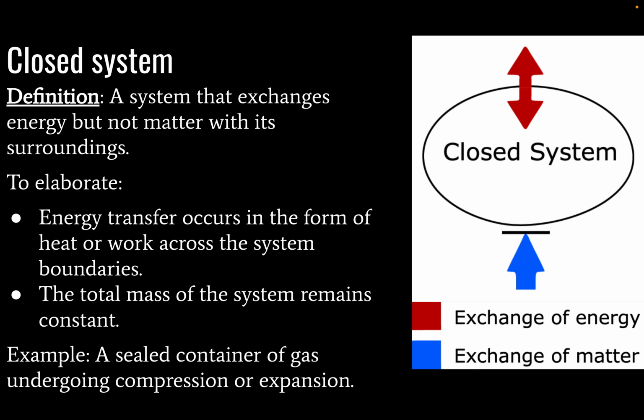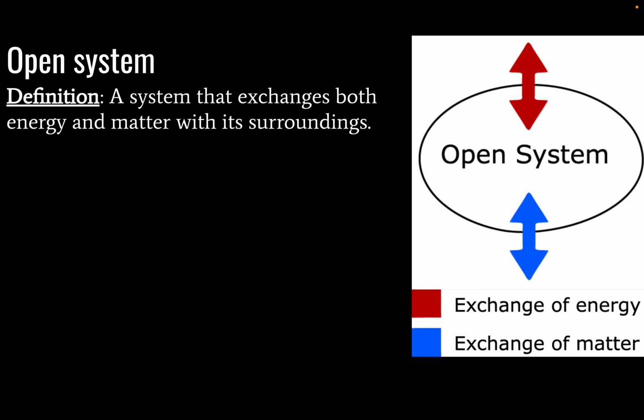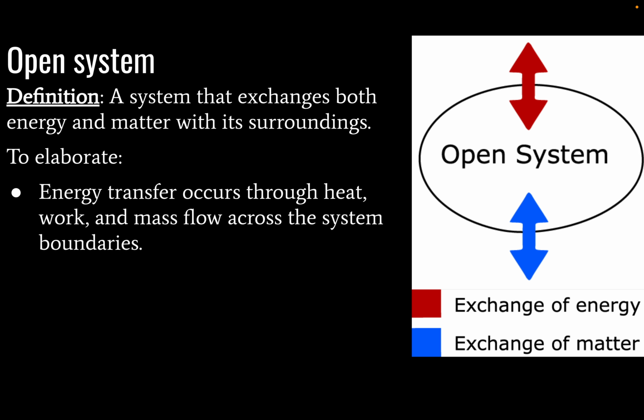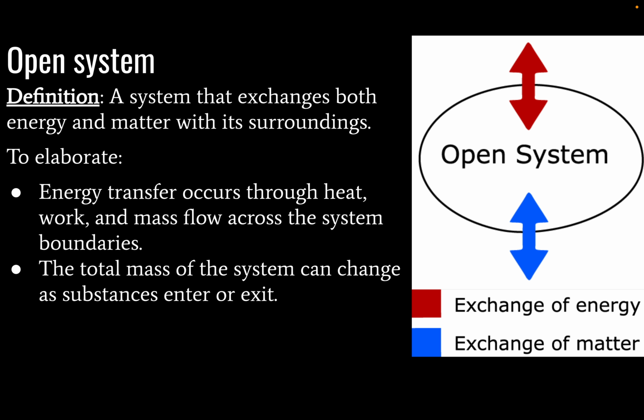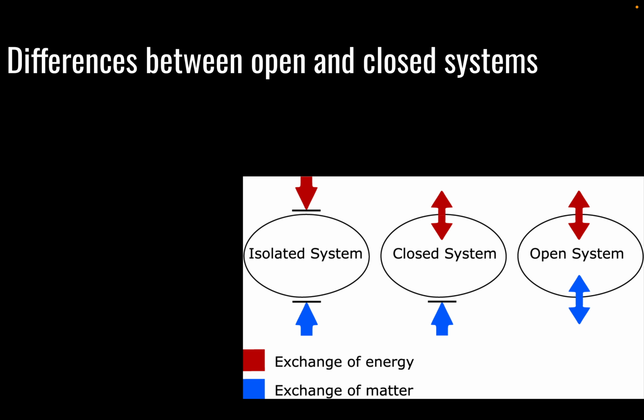An example of this would be a sealed container of gas undergoing compression or expansion, much like the piston diagram we saw earlier. An open system, then, is when a system can exchange energy or matter with its surroundings. In this case, energy transfer can occur through heat, work, and the flow of mass across system boundaries, and the total mass of the system can also change as substances either enter or exit. A pot of boiling water is a good example of this, in which both heat and steam, water vapor, can escape. The mass will be contained within the steam, and it will be leaving the system.